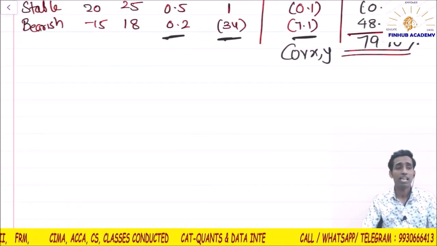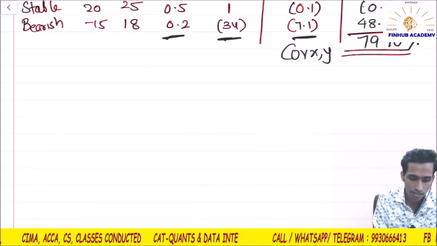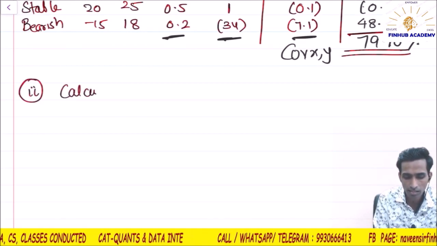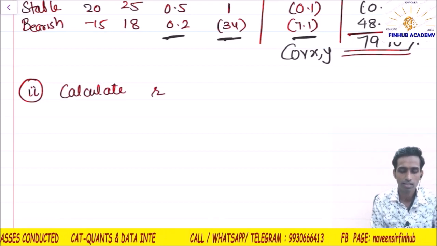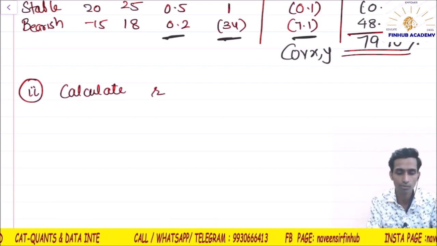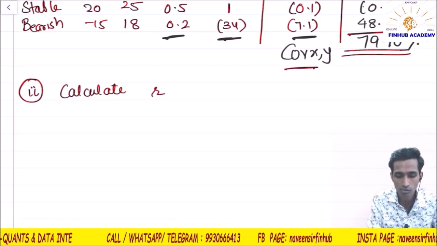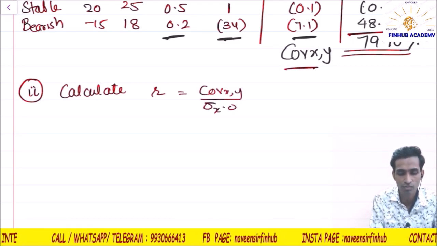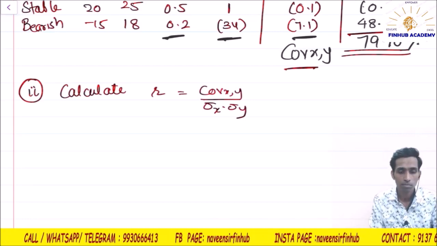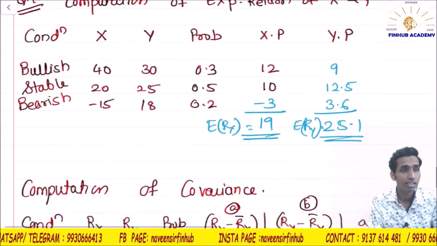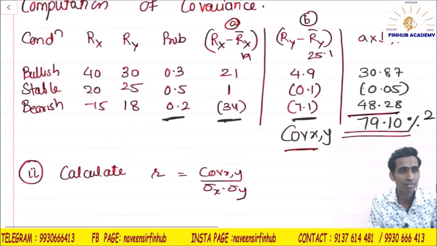Okay, extended question, part 2. Calculate R. Understood? If you know the covariance, the formula for R is covariance of x comma y upon standard deviation of x into standard deviation of y. But we don't know the standard deviations. We have not calculated them. Right?